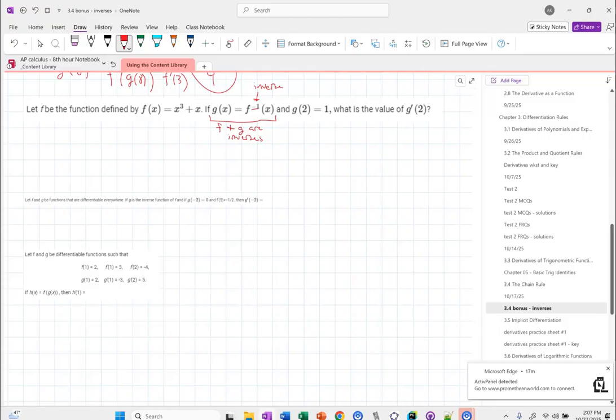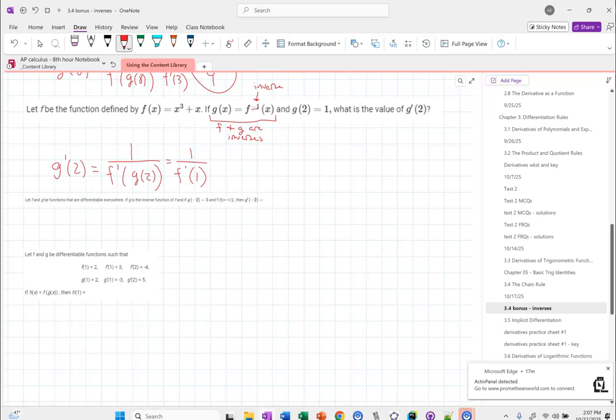So we have g prime of 2. Well, that's going to be 1 over f prime of g of 2, just using our formula we worked out at the beginning. And we're given g of 2, right? G of 2 is 1. But we don't have anything about f prime. How are we going to figure that out?